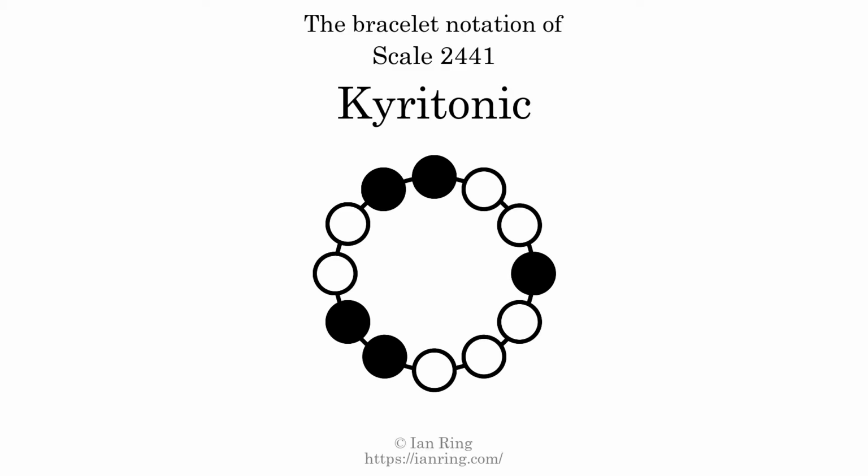This is a bracelet notation diagram of scale 2441. The shaded circles represent tones that appear in the scale, and they are read clockwise, starting at the top.